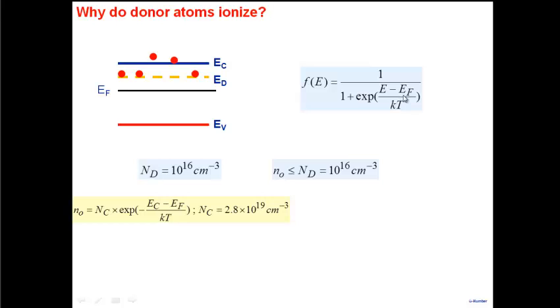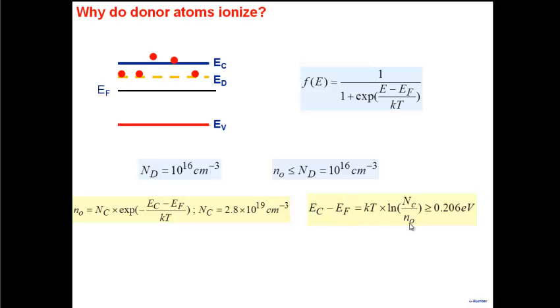Well, that's what I'm trying to do. Nd is equal to 10 to the power 16. So I'm saying N0 is at the most 10 to the power 16 here. But then N0 is Nc exponent Ec minus Ef by kT. So this is what relates EF to N0. What does this equation tell us? It tells us Ec minus Ef in terms of N0.